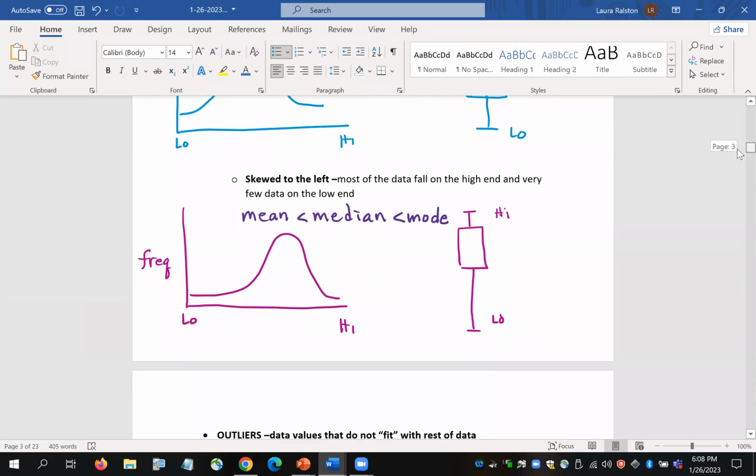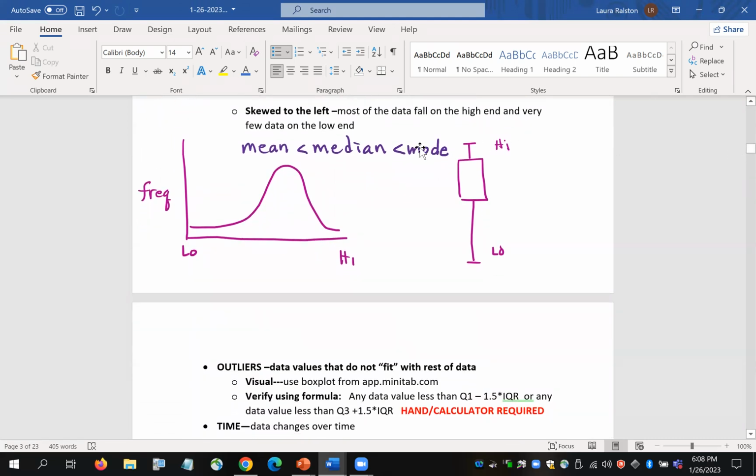Skewed to the left, most of the data fall on the high end with very few on the low end. The box is near the top or near the high end. The mean is the smallest value, then the median, then the mode.